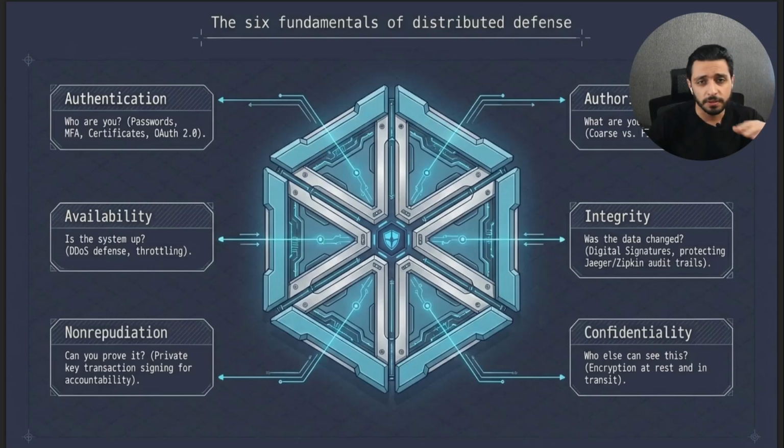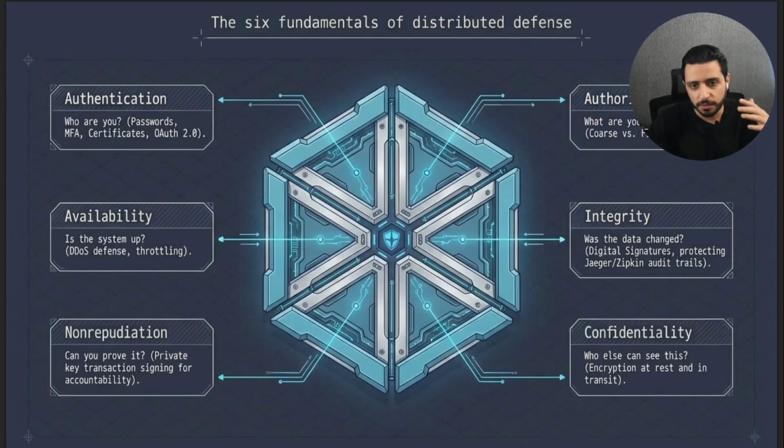And the last principle is authorization, which is about what you're allowed to do. Once we know who you are, we have to decide what you can touch. In this architecture, we usually do this in two stages, coarse-grained and fine-grained. Coarse-grained checks at entry points, which talks about can you enter the system at all, and we have fine-grained checks inside the specific service, which talks about can you edit this specific record or not.